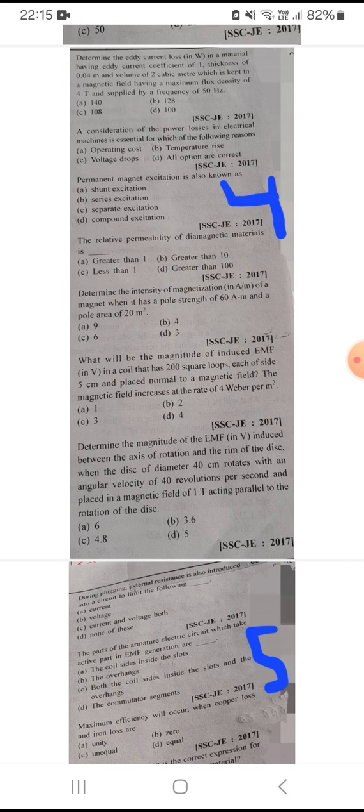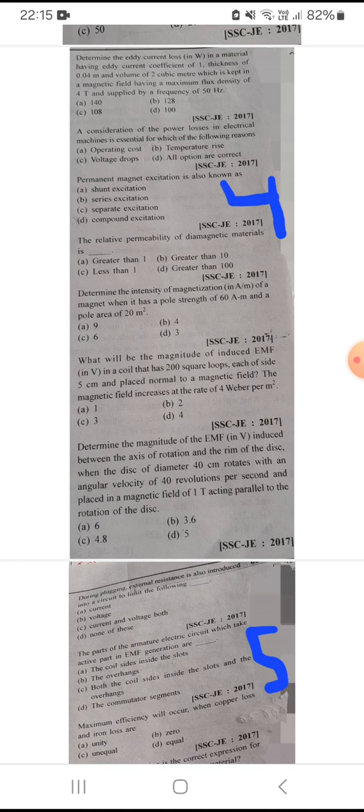Next, a consideration of the power losses in electrical machines is essential for which of the following reasons? Option D, all options are correct. There is the operation cost, temperature rise and voltage drop. All happen in electrical machines. And permanent magnet excitation is also known as option C, separate excitation. Okay. Next question, the relative permeability of diamagnetic materials. Option C, less than 1.